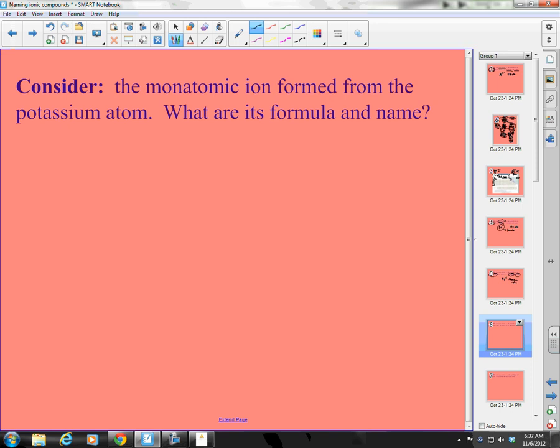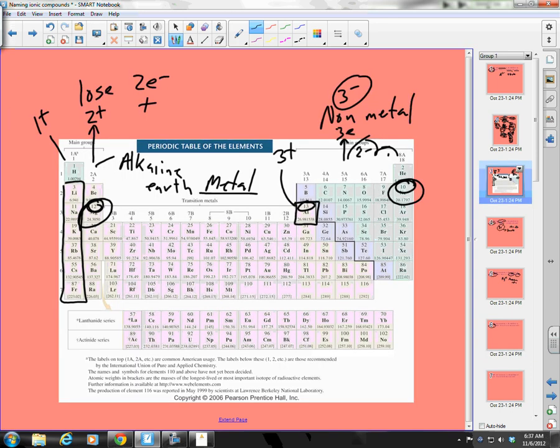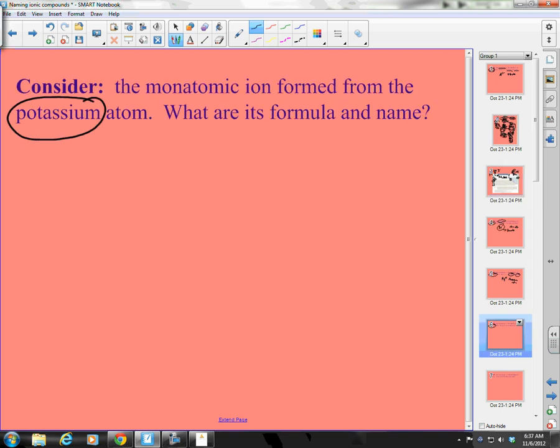All right, it's a monatomic ion, potassium. Let's go to the periodic table. Where is potassium? Potassium is K right there. So that is a +1 charge. It will form as an ion, and so it's going to be K+. And what do we call it? Potassium cation. Good.